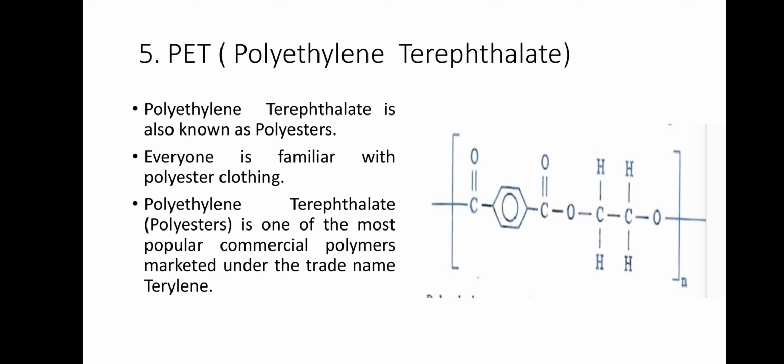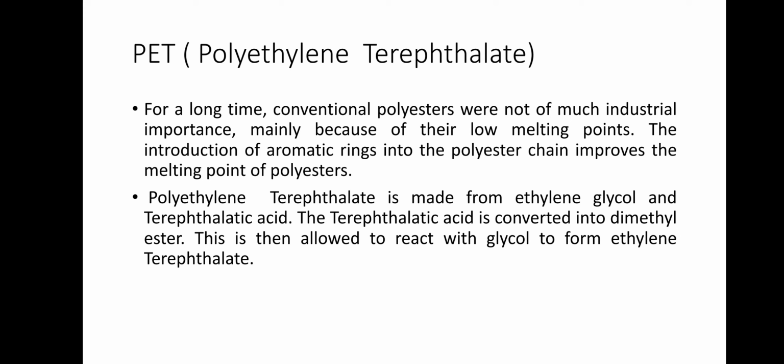The microstructure of polyesters is CO, benzene ring, C double bond O, and O, CH2, CH2, O. This is a monomer, and n times of this monomer, ethylene terephthalate, will give polyethylene terephthalate. Polyethylene terephthalate has been used for a long time as a conventional polyester.